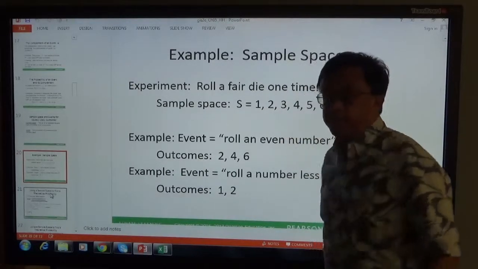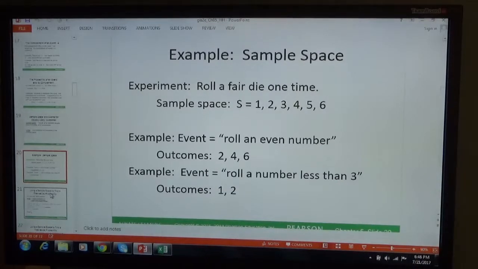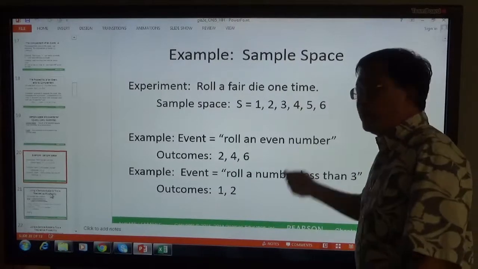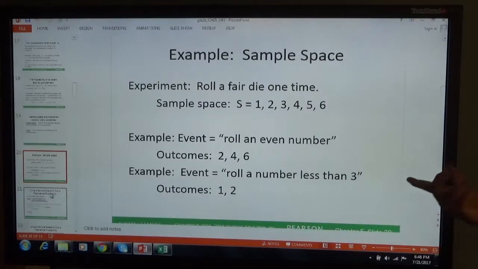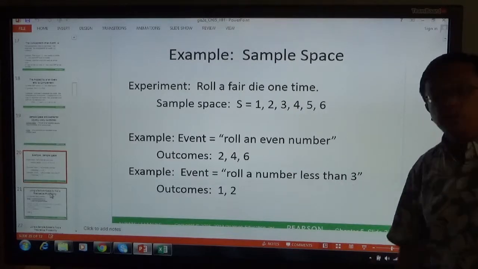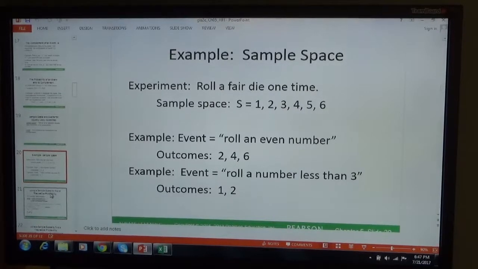So if you roll a die, what is the sample space? What are the possible outcomes? Either 1 or 2 or 3, 6 outcomes, yeah? So this is the sample space. Okay. And event, even number, how many of them? There's no 0, right? It's from 1. So 2, 4, 6. Less than 3: 1 or 2. Okay. So that's the difference between them.